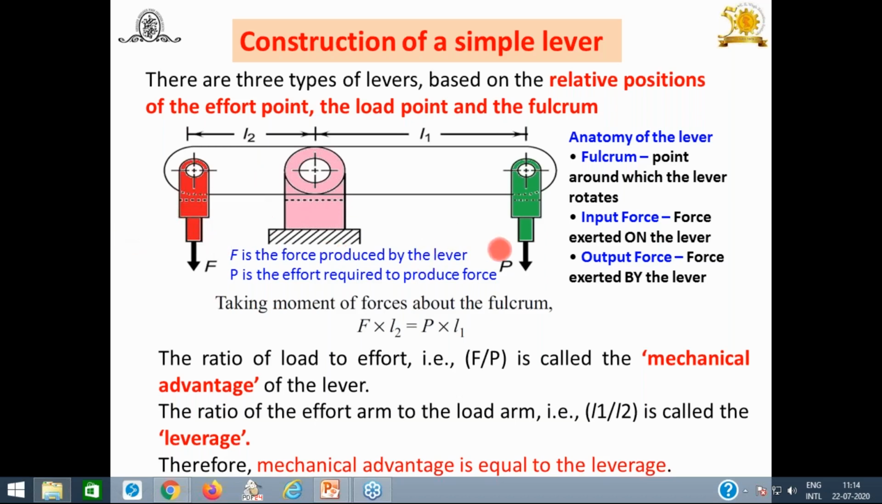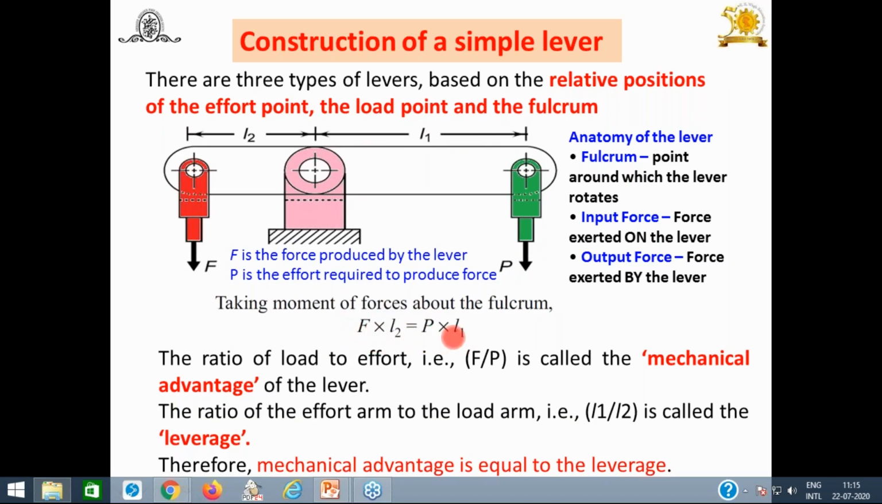How to define the mechanical advantage? Why is mechanical advantage important? In theory of machines, you already studied this: with a minimum effort, how to get a maximum output force, which is achieved by mechanical advantage. If we consider this simple lever and take moments of forces about the fulcrum, what you will get is F into L2 is equal to P into L1. I have written this equation: F into L2 is equal to P into L1.